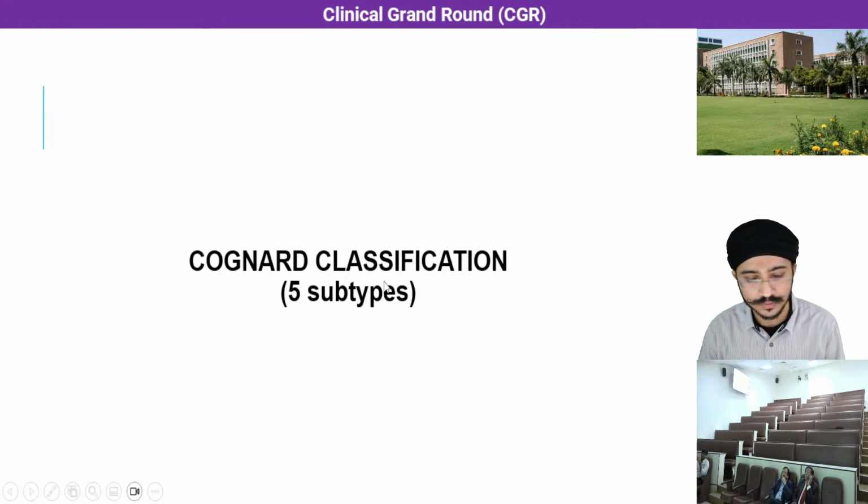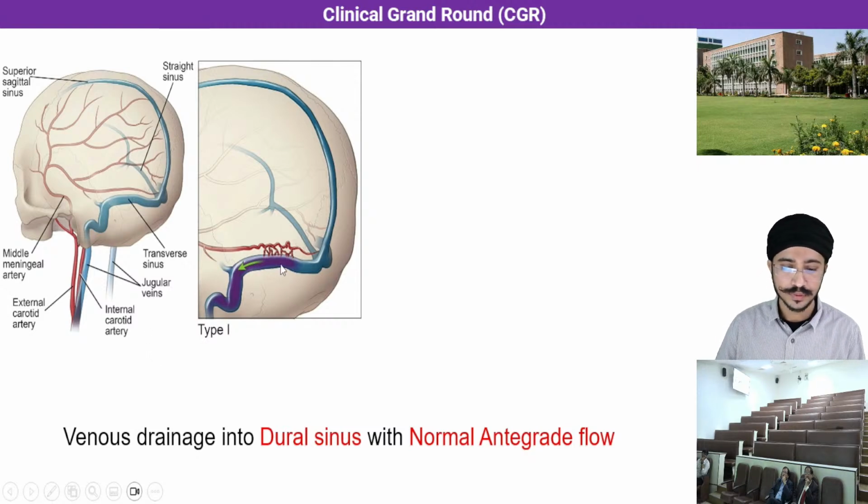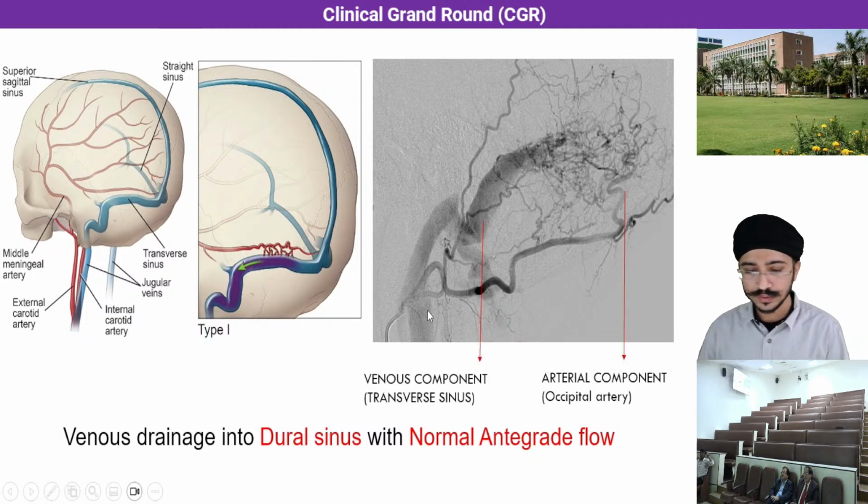So the Cognard classification has 5 subtypes. The first subtype, here we can see in this diagrammatic representation, the fistula is directly forming at the level of the sinus itself, and there is anterograde flow. The normal anterograde flow is preserved. So this is the radiological correlate of the same. This is the occipital artery run. We can see that this is the occipital artery. Again, the same image. We can see multiple fistulas draining into the transverse venous sinus, and there is anterograde flow. So this is a type 1 Cognard fistula.